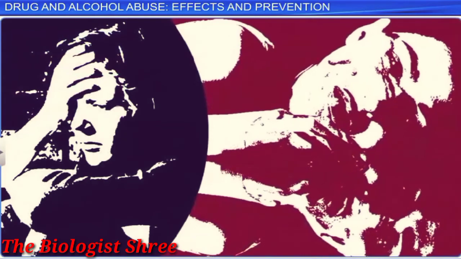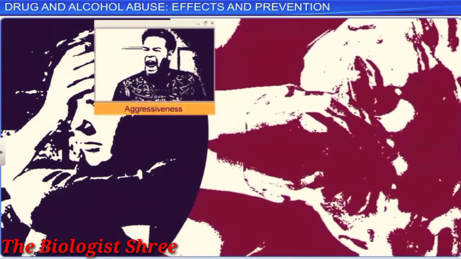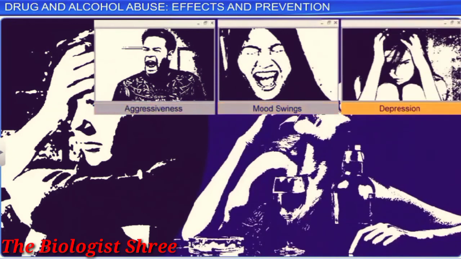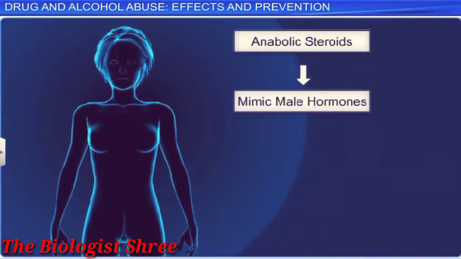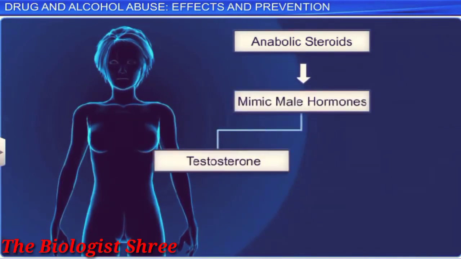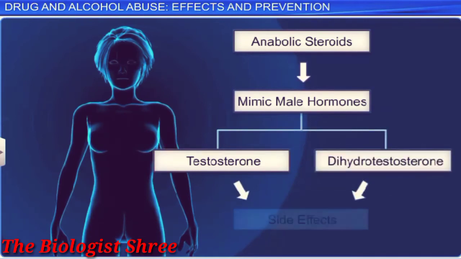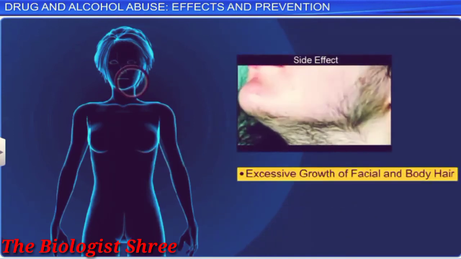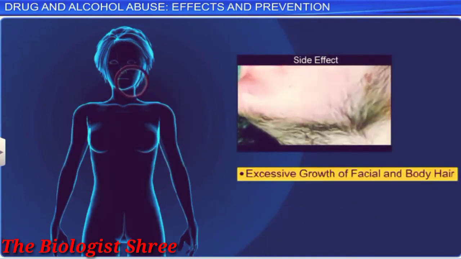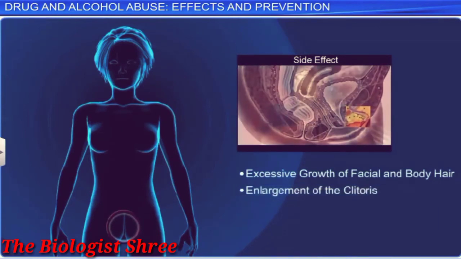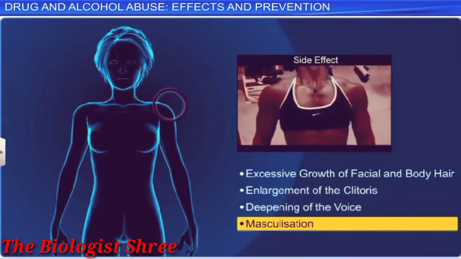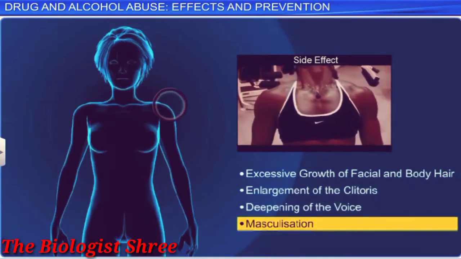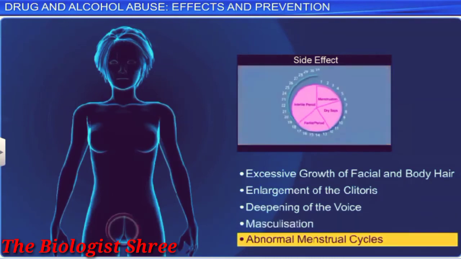Of these, anabolic steroids cause side effects such as aggressiveness, mood swings, and depression. In women, anabolic steroids mimic the effects of male hormones such as testosterone and dihydrotestosterone, causing side effects like excessive growth of facial and body hair, enlargement of the clitoris, deepening of the voice, masculinization, that is, male-like features, and abnormal menstrual cycles.